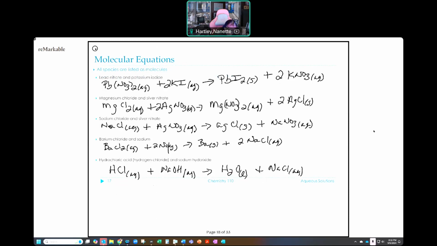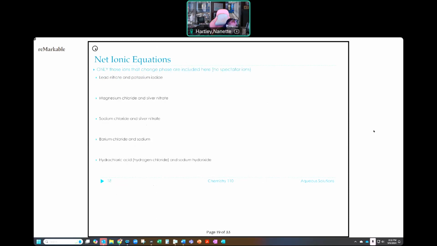Yeah, there's two there. So then when we come over here and we're looking at that lead nitrate and potassium iodate, the net ionic equation for that is that Pb2+ aqueous plus 2 I minus aqueous goes to PbI2 solid. So it's only the ions that are part of that formation of the solid that we include as that net ionic equation.